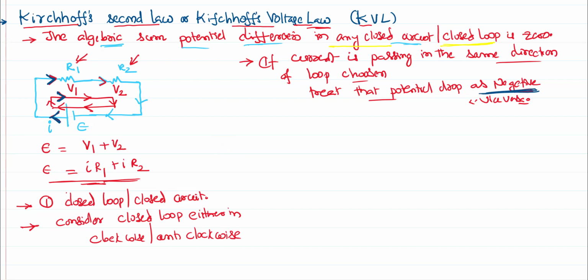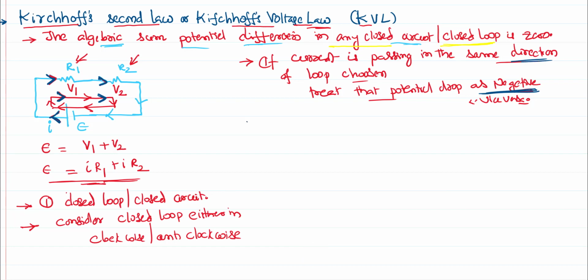Even look at the second resistor. This is the direction of the closed loop we have chosen. This is the direction of the current that is passing. So that is also negative. If the current is passing in the same direction as the chosen direction, treat that potential drop as negative.